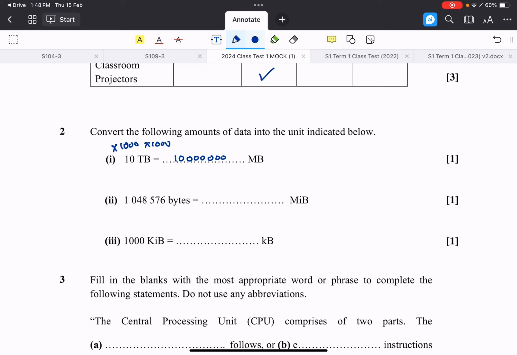Next, we have some bytes here, quite a big number, and we want to get it into MiB. So how do we actually do that? Well, first we need to divide it by 1,000, and then we also divide by 1024, which gives us 1.